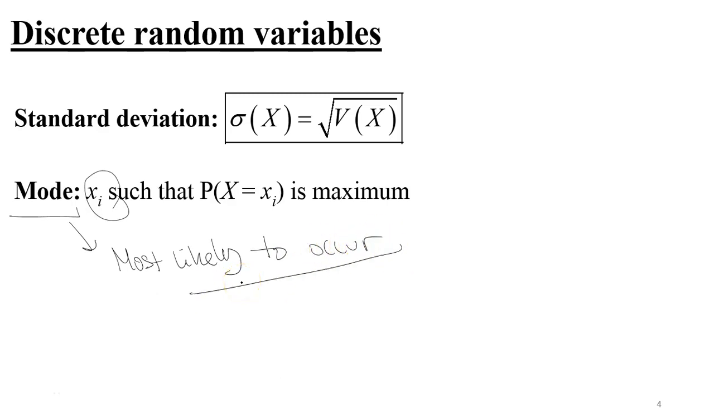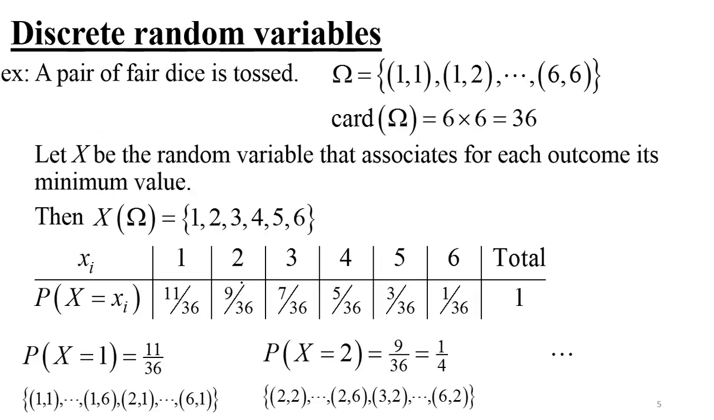So that is the value that is most likely to occur. Now, if your variable is normally distributed, usually the mode and the mean are pretty much closer to each other than if the variable is not normally distributed.